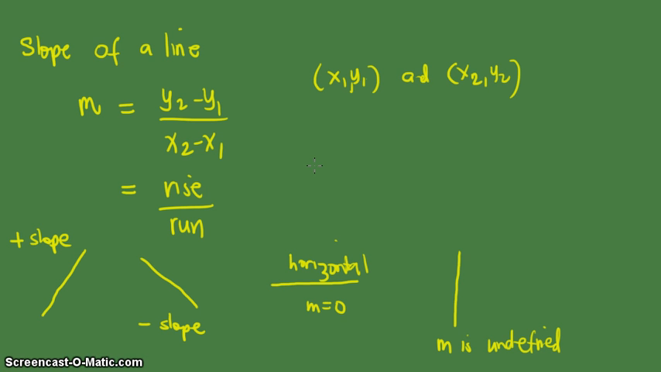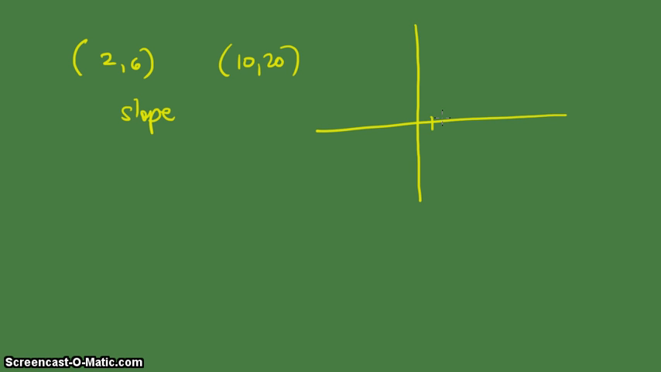Let's look at an example on how to find the slope using the formula. Suppose I have 2 points, (2, 6) and (10, 20), and I want to find the slope of the line connecting the 2 points. When you plot the 2 points, this is the point (2, 6), and then (10, 20) is around here. When you connect the 2 points, you have the line passing through them.